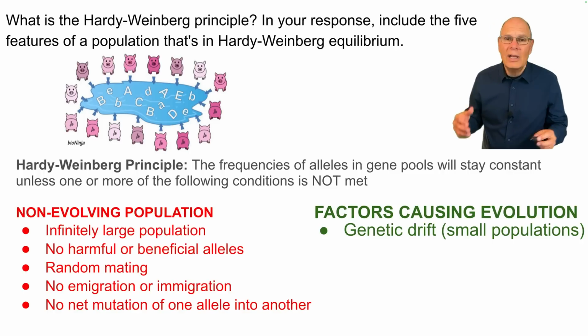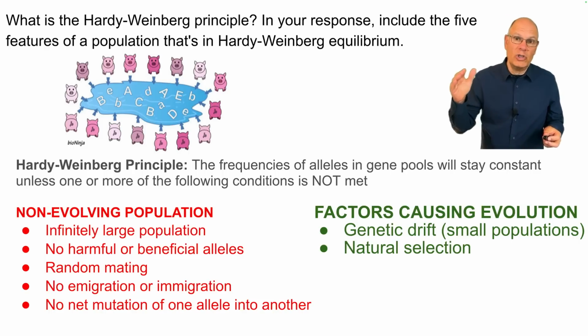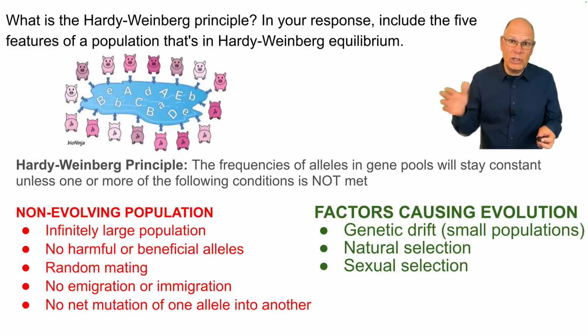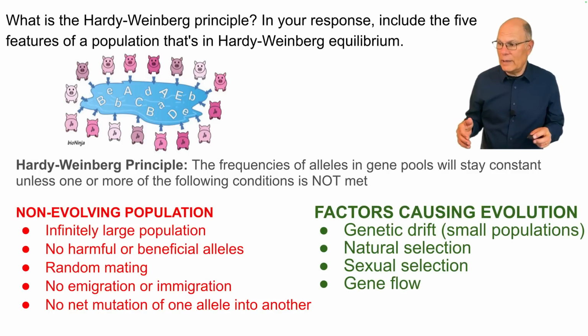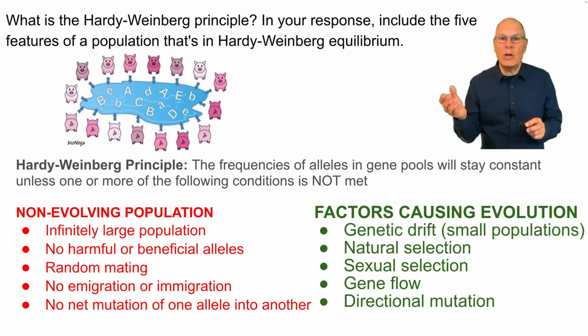What are these factors? Small populations leading to a phenomenon called genetic drift. Natural selection, where certain alleles are beneficial and others are harmful. Sexual selection, which is the opposite of random mating. Gene flow, where genes move into a population or out of a population. And directional mutation, where one allele has a tendency to mutate into another allele.